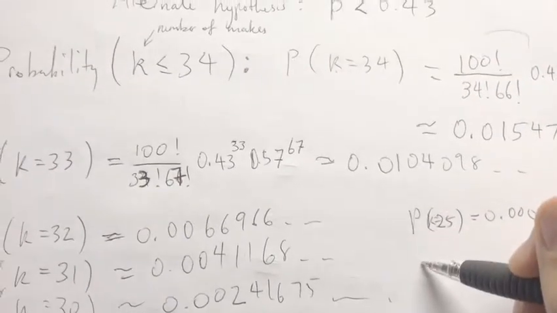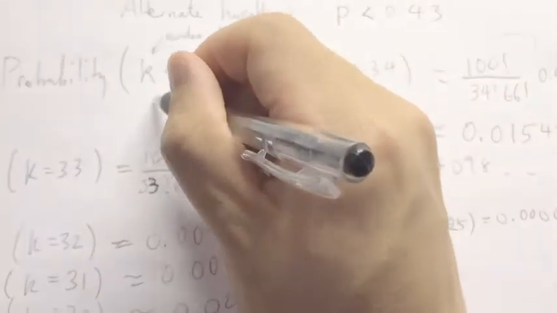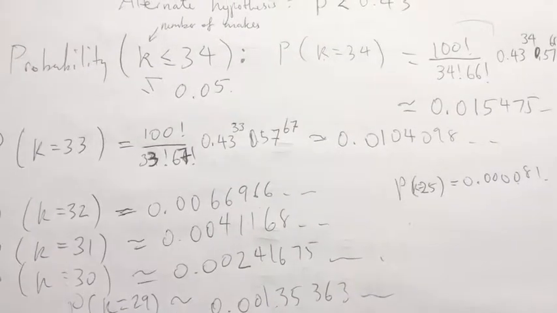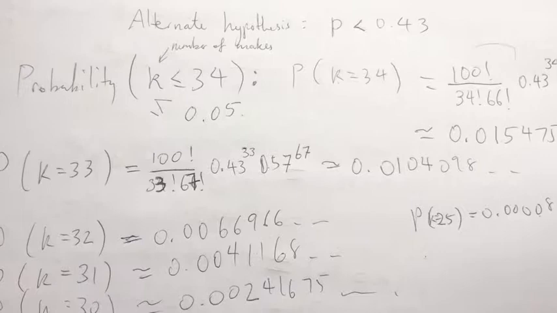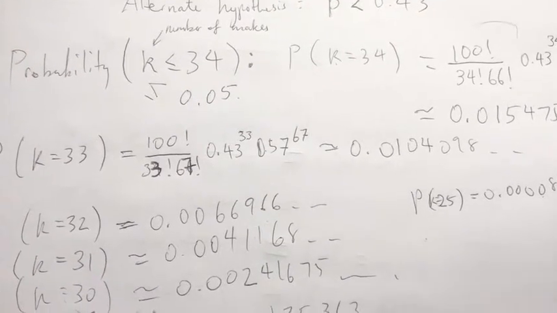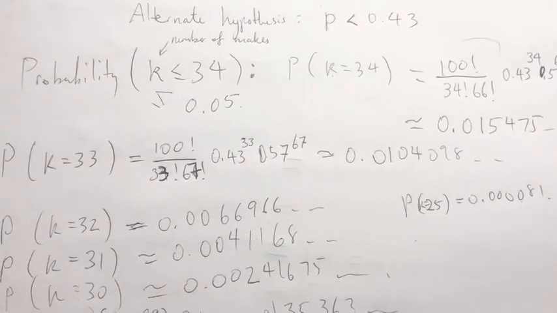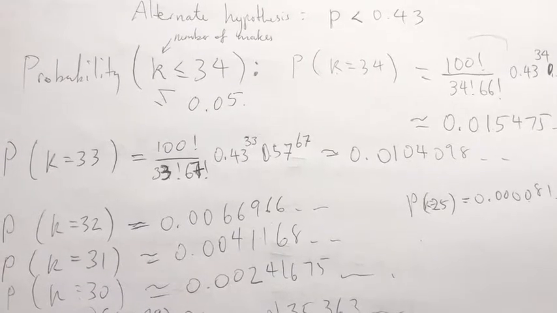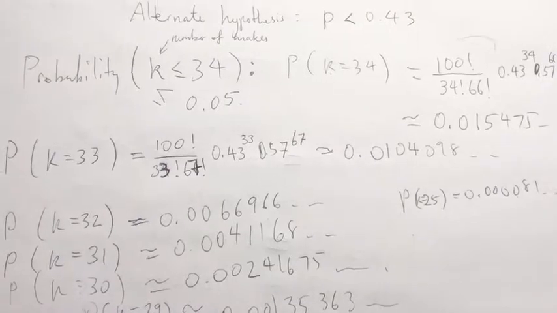So this probability here is less than 5%. And so this is considered out. Making 34 out of 100 is significant evidence against the hypothesis that your true shooting percentage, or not true shooting percentage, just shooting percentage, like your theoretical shooting percentage, is 43%.